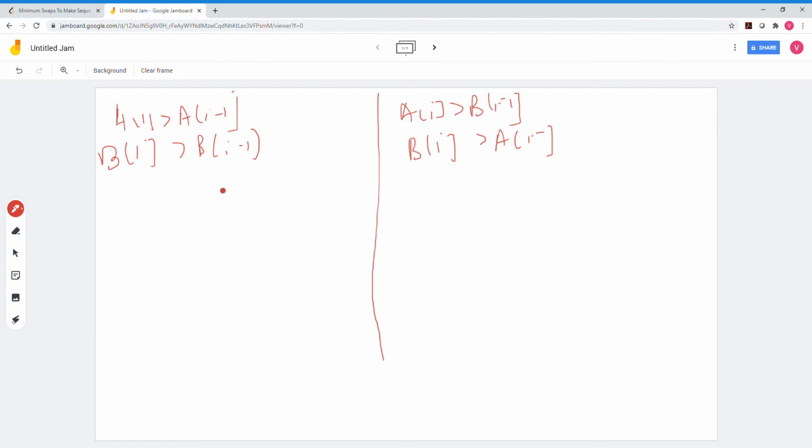See, in this case, one of the options is to do no swaps. In that case, no swaps of I, as discussed earlier, is the same as no swaps of I minus 1.